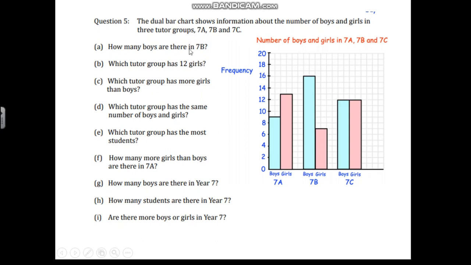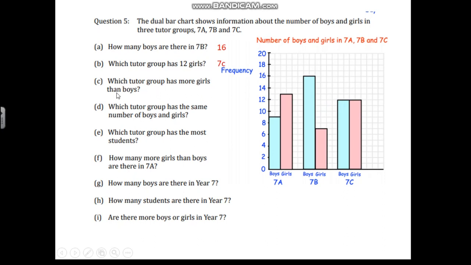So how many boys are there in 7B? Well, here's 7B, here's the boys column. We go up, there's 16 boys. Which tutor group has 12 girls? So let's start with the 12, and we're just going to read across until I get to a pink bar with 12, and that's 7C.